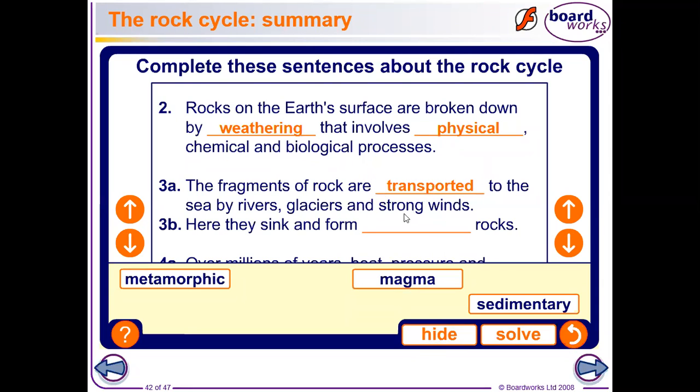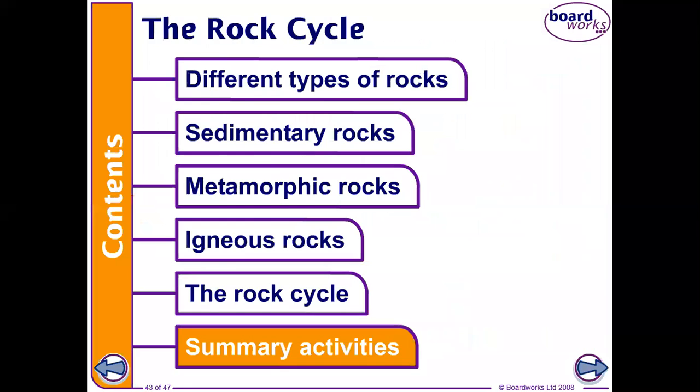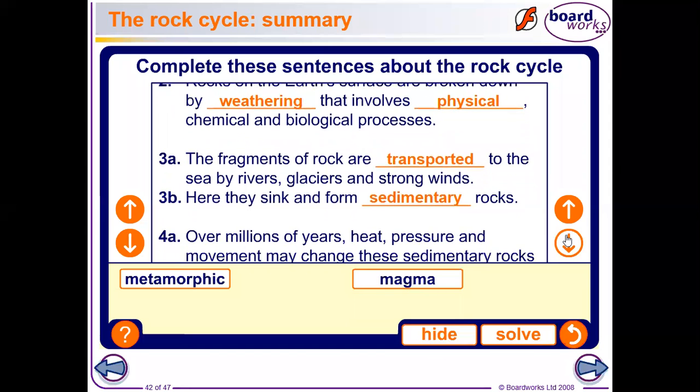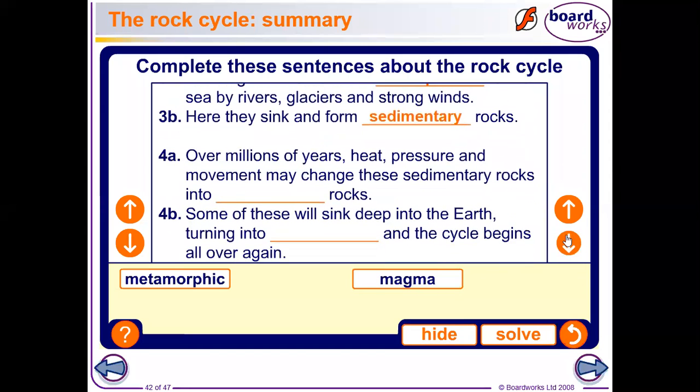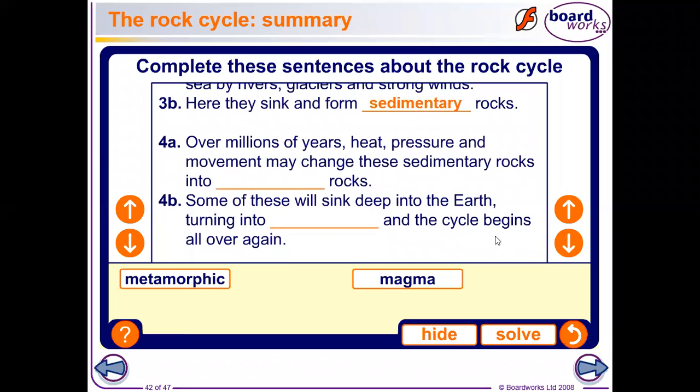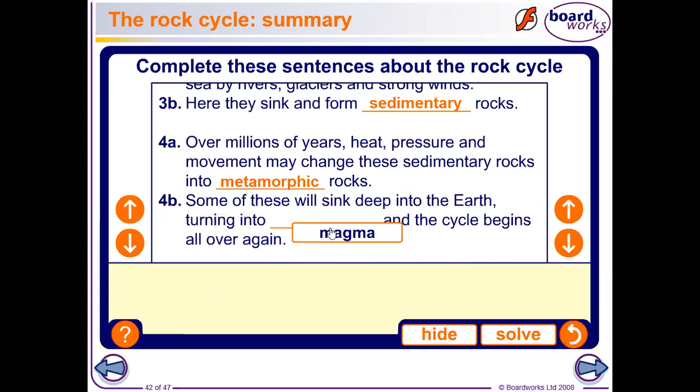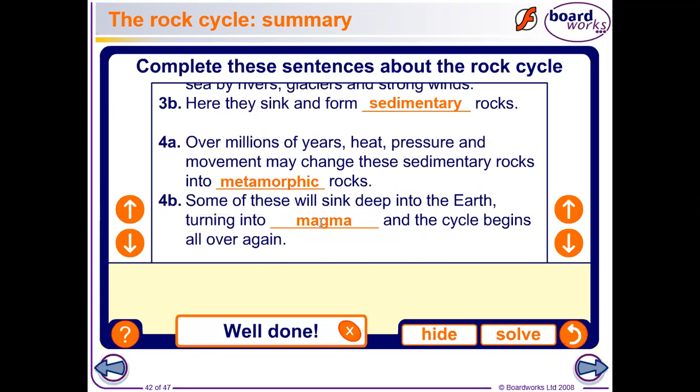And then they sink to form what rock? Sedimentary. Yes, that's right. Okay. Now the last one. Over millions of years, heat, pressure, and movement can change them into metamorphic rock. And then this metamorphic rock can sink deep and melt again to form magma. And the process will continue again.